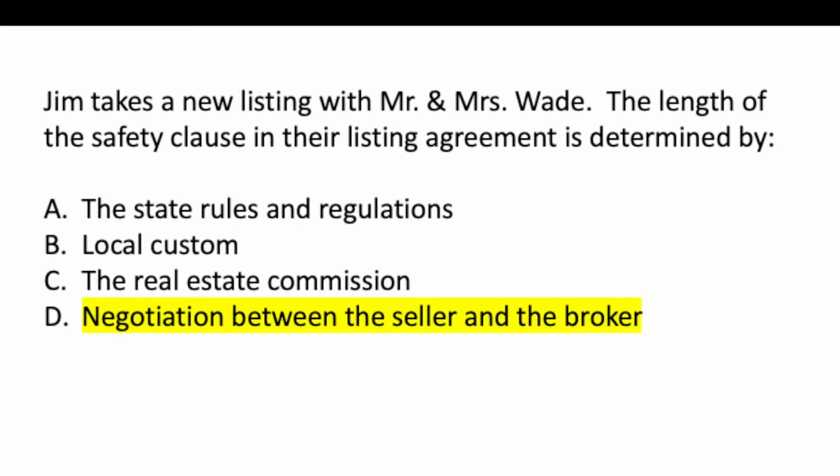And remember, that is going to be a test question. Listing agreements are between who? They're between the broker and the client. Could be a seller or buyer, depending if it's a buyer's agency agreement or a seller's agency agreement. But agency agreements are always between the broker and the client, not the salesperson.